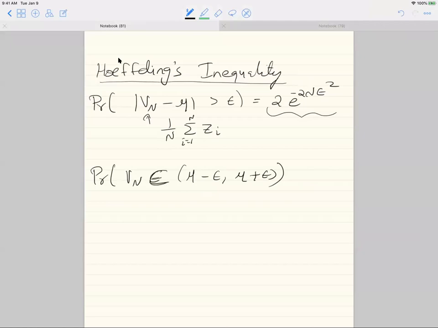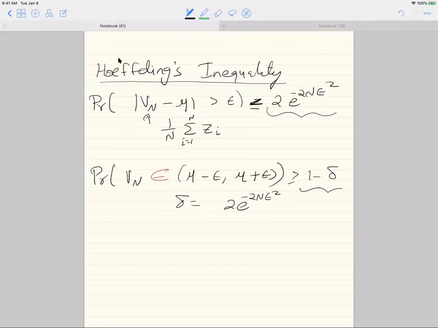Probability that this happens, let me not confuse the different terms. So the probability that Vn belongs to this interval, mu minus epsilon to mu plus epsilon, is very high. It says that it is in fact greater than 1 minus delta. And I don't have an equality here, I should have an inequality, of course, where delta is 2e to the minus 2n epsilon square. So it says that Vn will be very close to mu. In fact, it will be between mu minus epsilon and mu plus epsilon with very high probability.